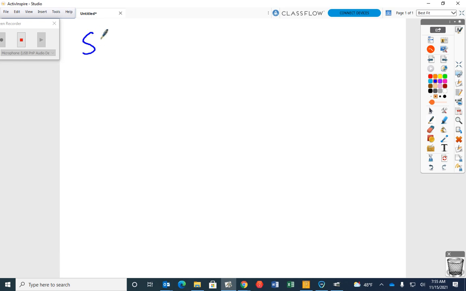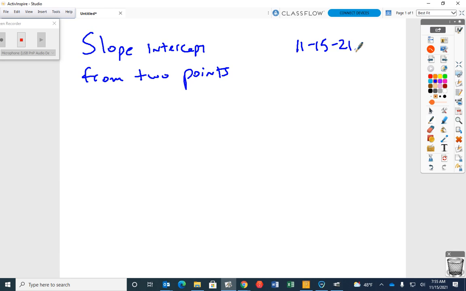Okay, this is slope-intercept form from 2 points. Okay. So all right, Sam, you said y equals mx plus b, and that's correct. That is slope-intercept form. Okay, somebody tell me some parts of this.